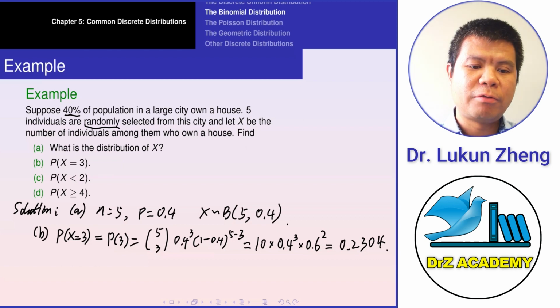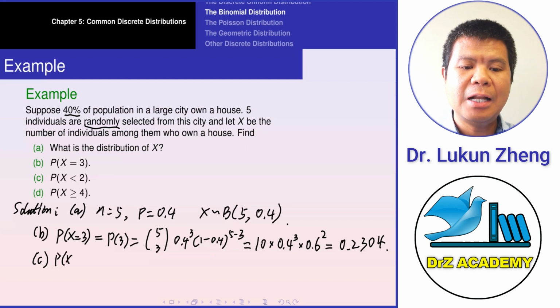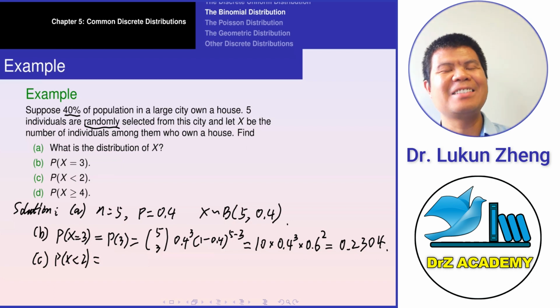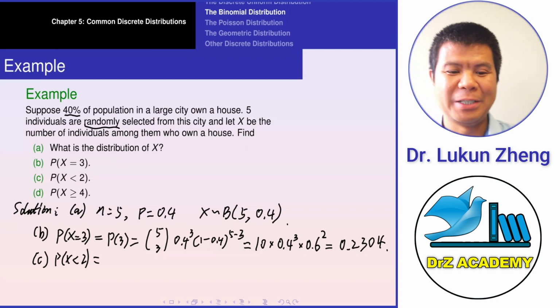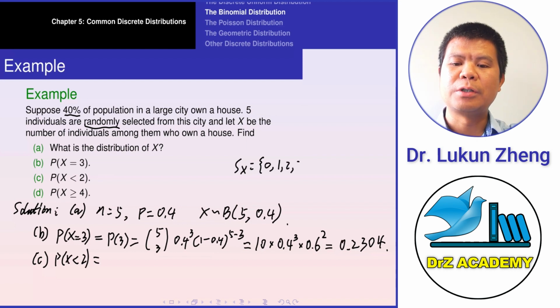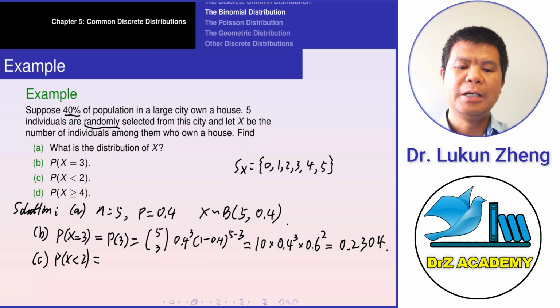And then for part C, probability for X less than 2. All right, so strictly less than 2. Less than 2 means what? The support of this function, S_X, since n is 5, is 0, 1, 2, 3, 4, and 5. That's the support. So less than 2 means it can be 0 or 1.